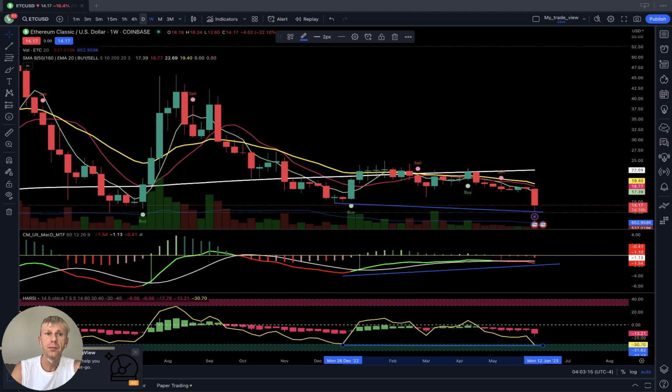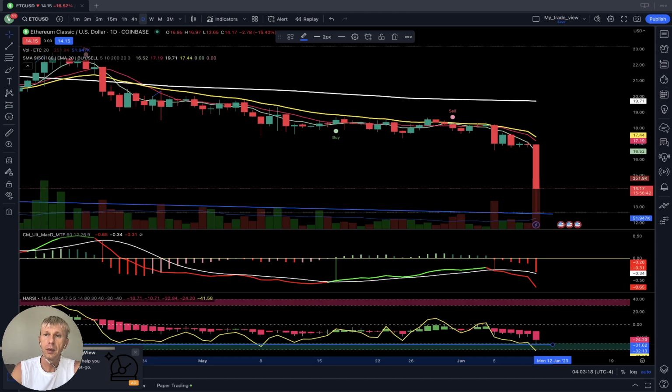Let's move to daily. Ethereum Classic weekly very bearish, right? Daily it is bearish. Its last bar is very disconnected from 20. MACD bearish, RSI very oversold.